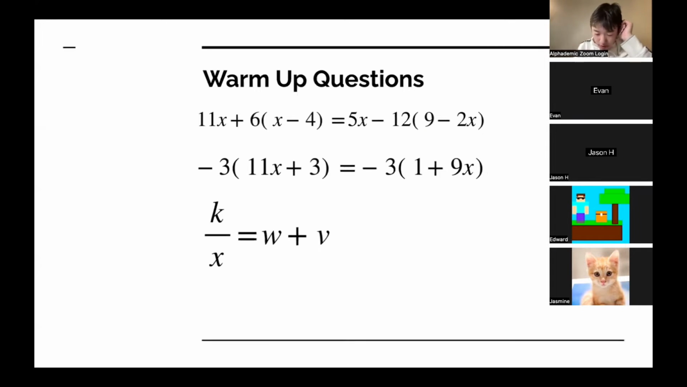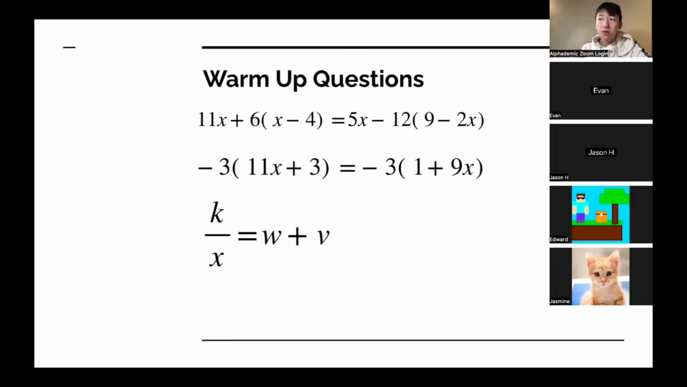All right, so for this one, this is kind of different from the other two. You aren't really solving for x to equal 0 or a whole rational number. You're just solving to see what x would be equal to in terms of k, w, and v. So what do we want to do here first?